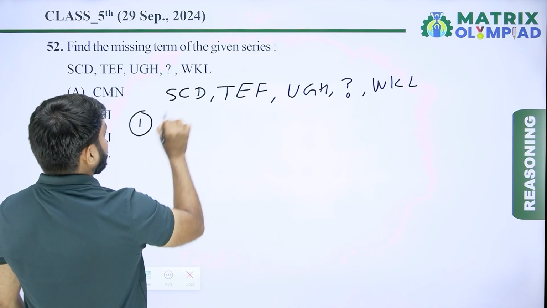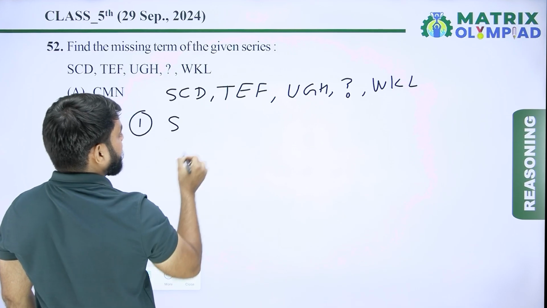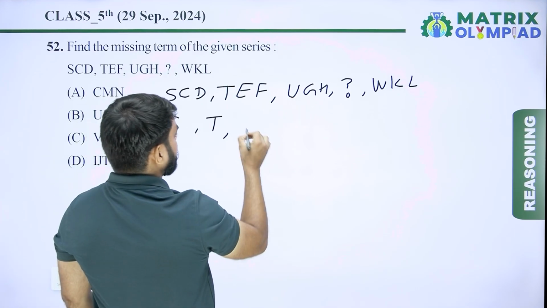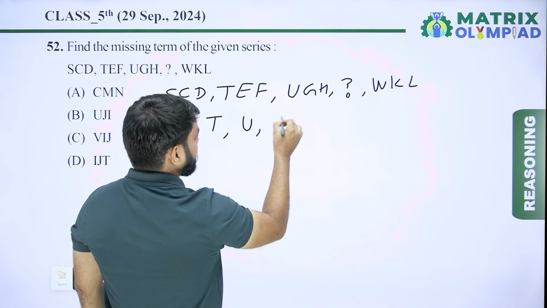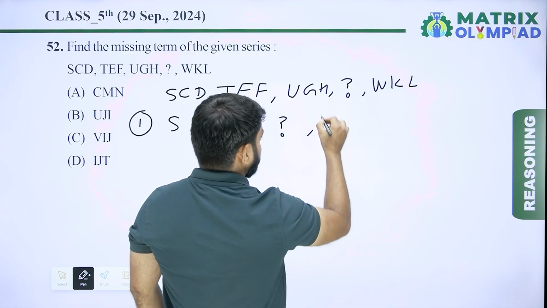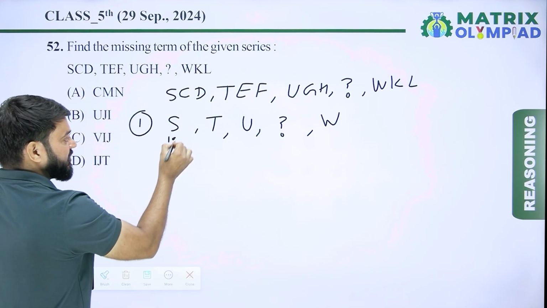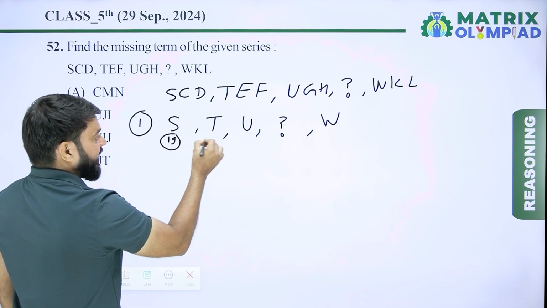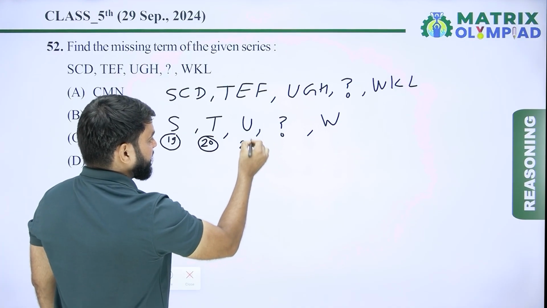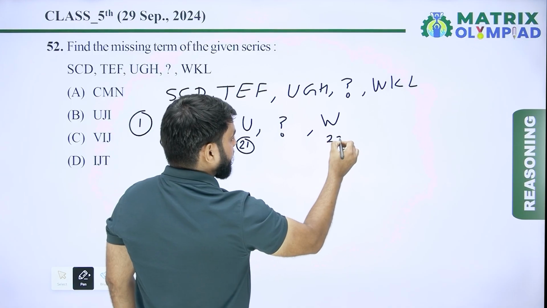So the first letter series is S. The first letter of the second term is T. The first letter of the third term is U. The next term is missing. And the first letter of the fifth term is W. So the place value of S is 19. The place value of T in the English alphabet is 20. The place value of U is 21. And the place value of W is 23.